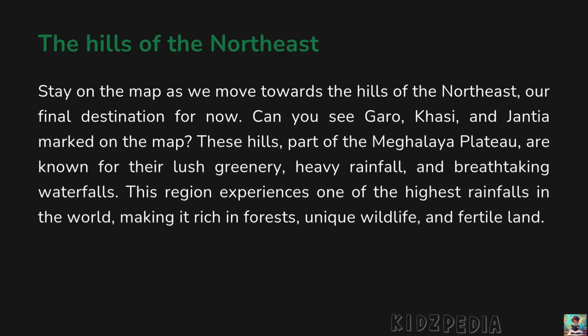The hills of the northeast. Stay on the map as we move towards the hills of the northeast, our final destination for now. Can you see the Garo, Khasi and Jaintia hills on the map? These hills, part of the Meghalaya Plateau, are known for their lush greenery, heavy rainfall and breathtaking waterfalls. This region experiences one of the highest rainfalls in the world, making it rich in forest, unique wildlife and fertile land.